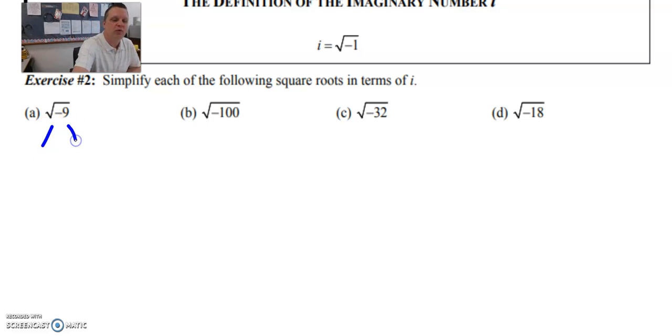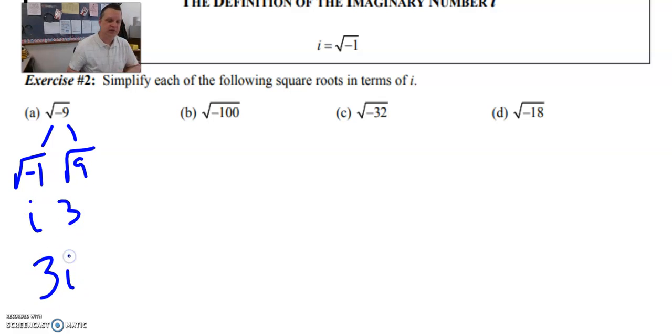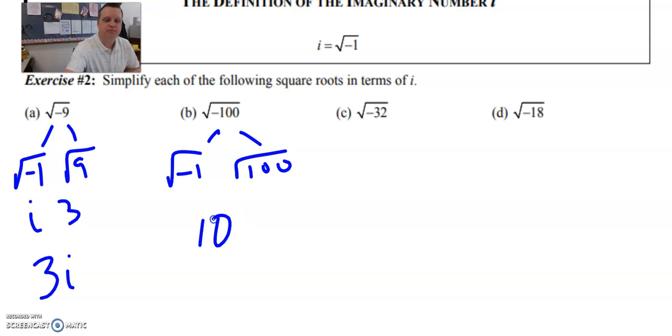So when you go to simplify these, always take out the negative 1, and then you just have the square root of 9. What does that give me? That gives me the i times 3, and then it's just 3i. Same thing here. Take out that negative 1, you have the square root of 100, which is 10i.